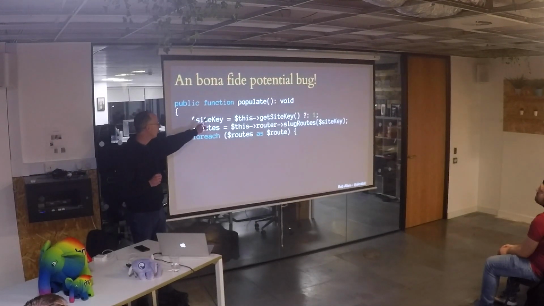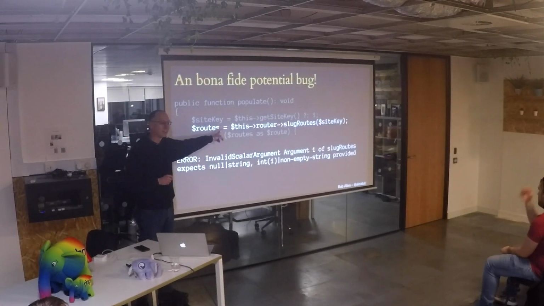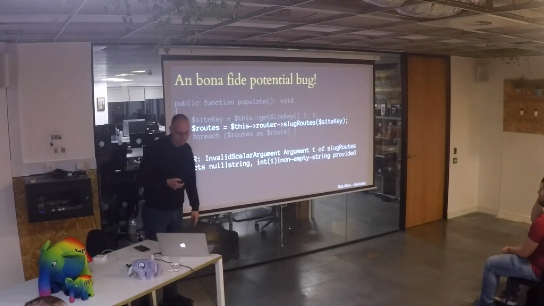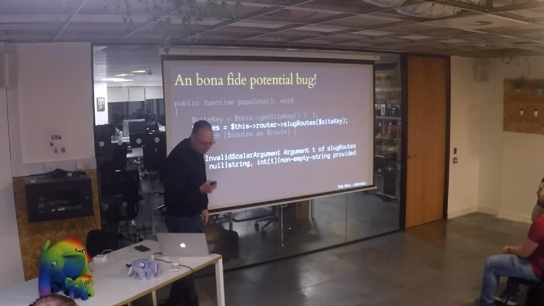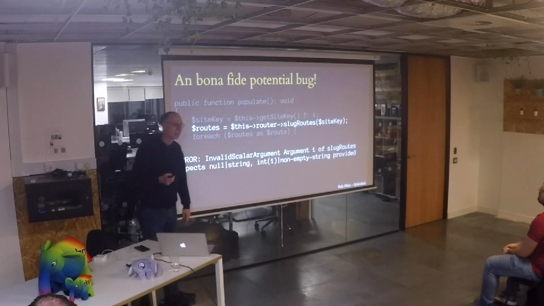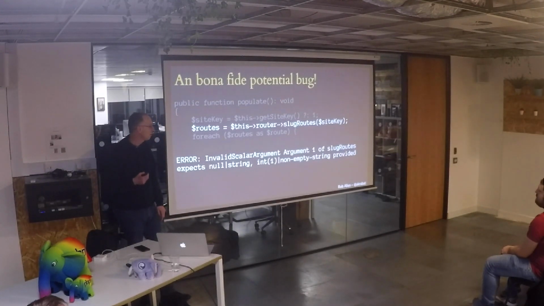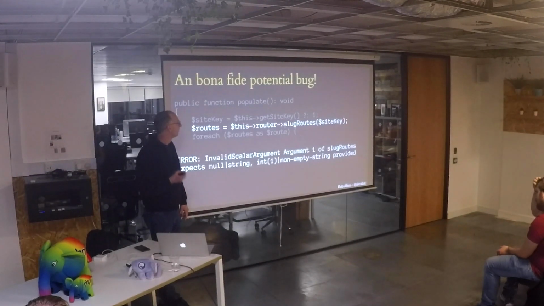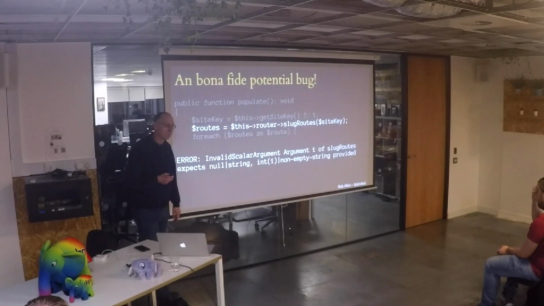In this version, we don't care what type site key is until we try to use it on this line. So on this line, we now care what type site key is, and site key had better be a string. Unfortunately, if this get site key returns an empty, whatever empty might be in PHP, you're going to get it set to an integer. And Psalm doesn't like that.